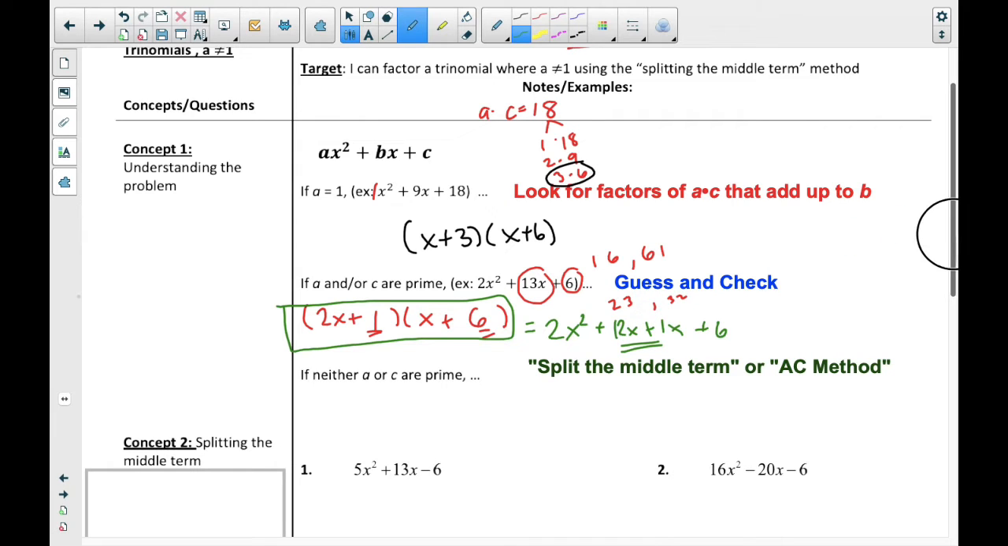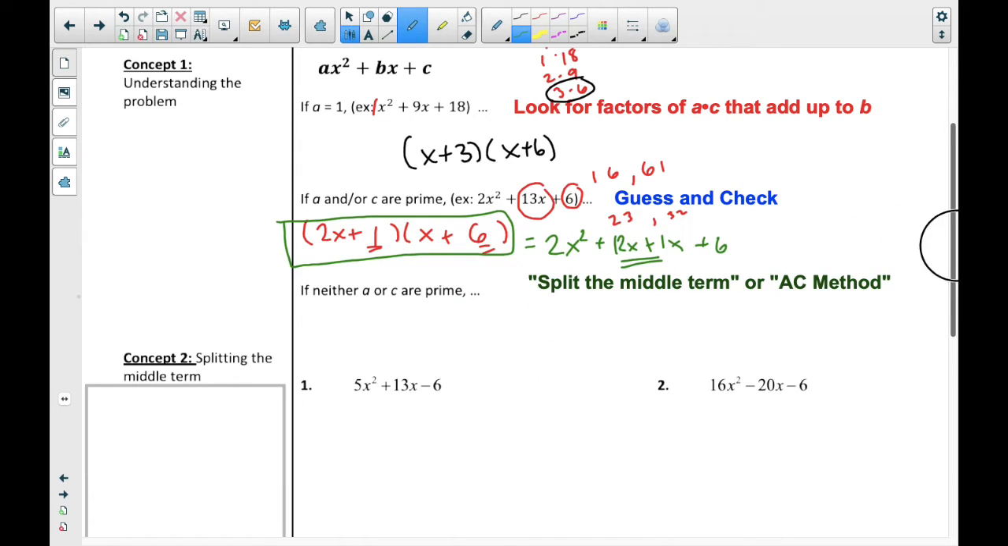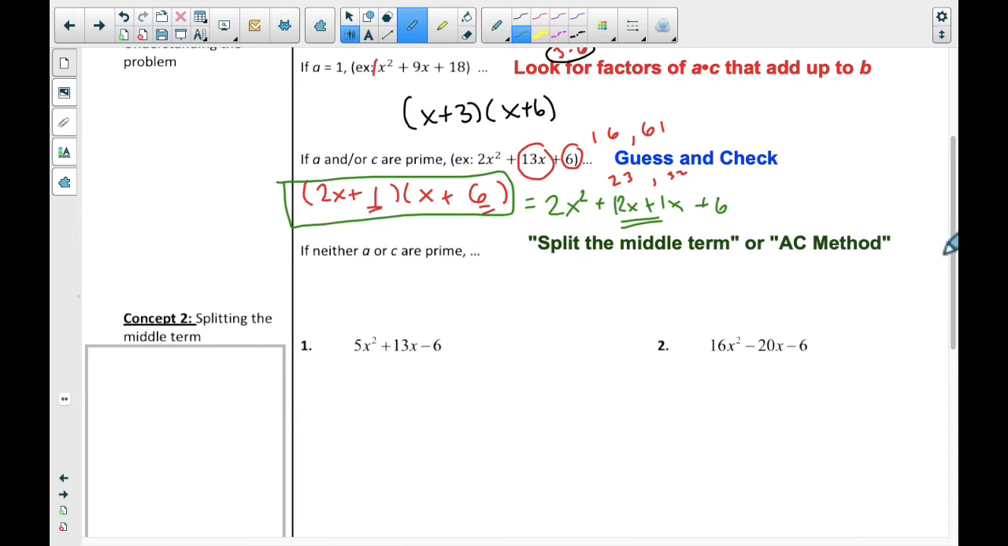Now, some people really don't like guess and check, and they want to have a certain way that always works. The AC method will always work. Another way to call that is splitting the middle term. And we do that if neither a nor c are prime. Well, actually, in this case, I came up with a prime, but that's okay. We're going to do the AC method.